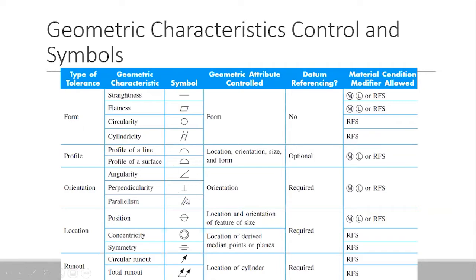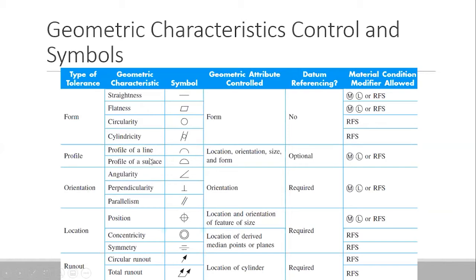Similarly, these three symbols represent the control on the orientation of one surface with respect to another. Either you have a perpendicularity control, or the two surfaces are parallel to each other, or they are inclined at a specific angle. And all these three symbols, or three characteristics, completely define the orientation of a part.